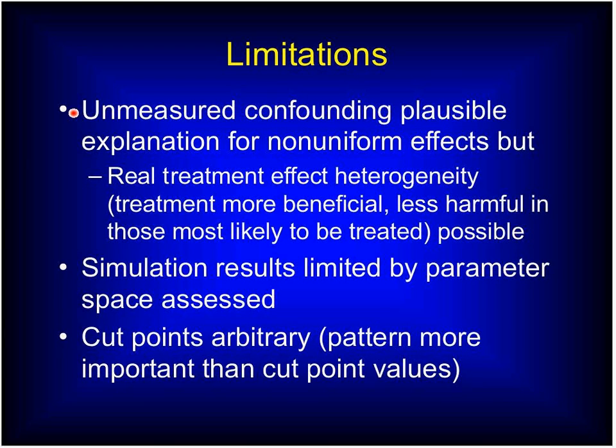Limitations here: unmeasured confounding is a plausible explanation for non-uniform treatment effects over the propensity score, but it could also be real treatment effect heterogeneity. In many settings, it's probably quite plausible that the treatment is more beneficial and less harmful in those most likely to be treated. To present all the results without trimming, the reader sees what's happening to the estimate, and then you have to give your interpretation of these.